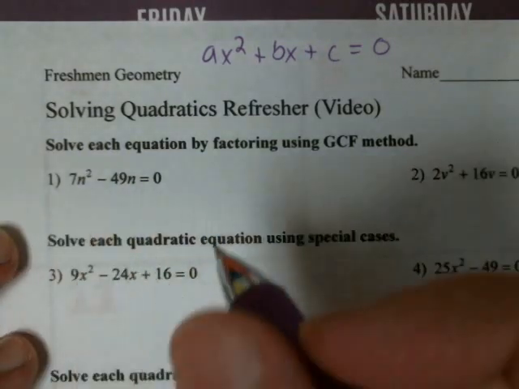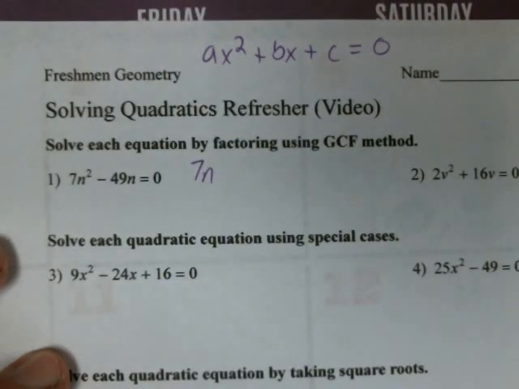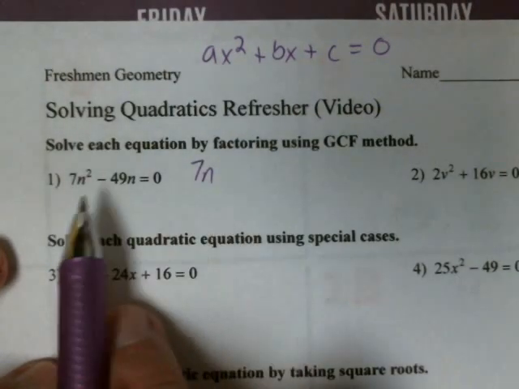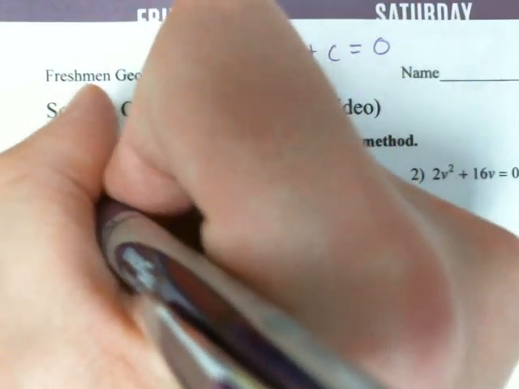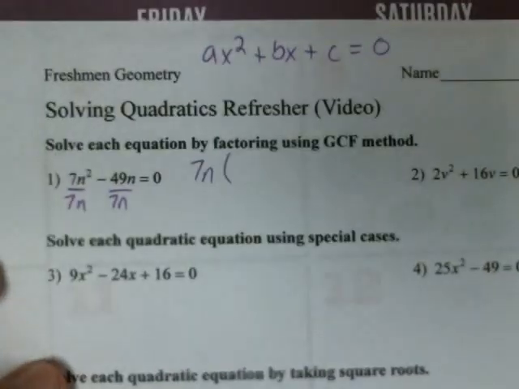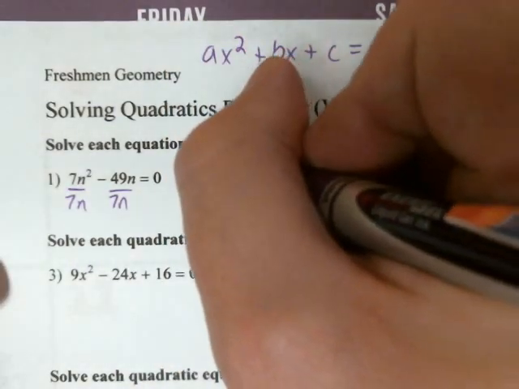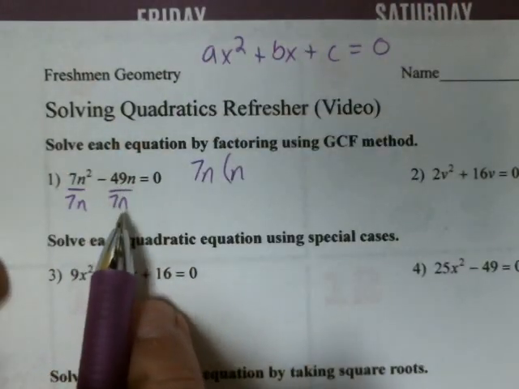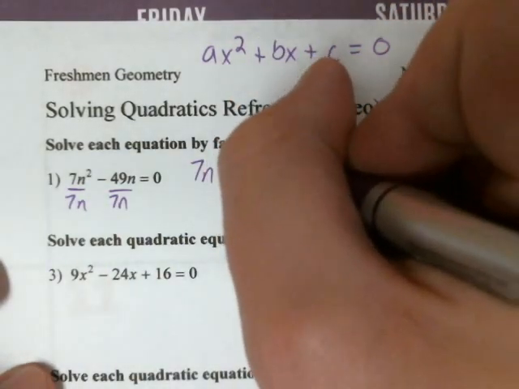I can pull it out. So if I factor out a 7n that is common, the greatest common factor, common to both terms, how do I figure out what's left over? I just simply take each term and divide by what I'm pulling out. So 7n squared divided by 7n leaves me with an n. And then negative 49n divided by 7n, the n's cancel, and that just leaves me with minus 7.